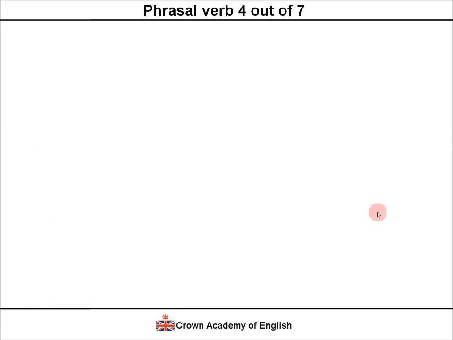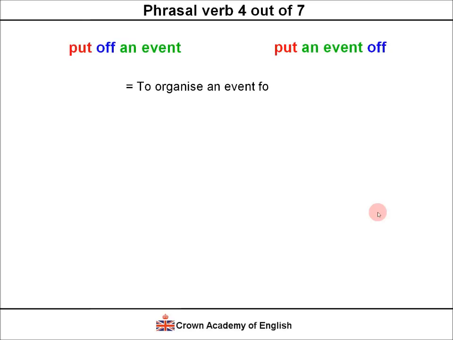Phrasal verb 4. To put off an event, or to put an event off. So this means to organize an event for a later date or time. For a later date or time. So in other words, we are postponing an event. So we are not doing an event today, we are going to do it later.